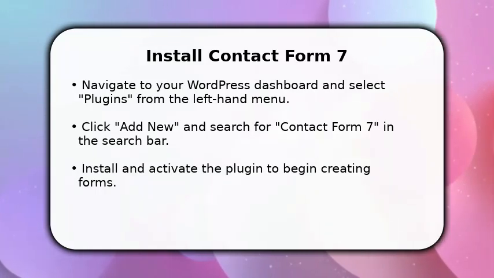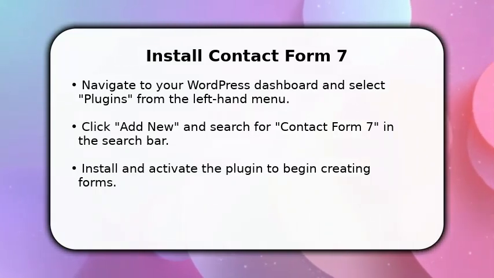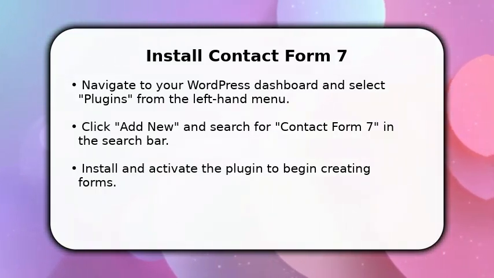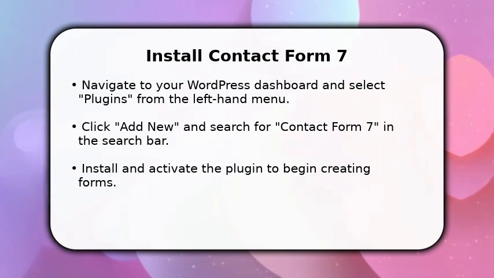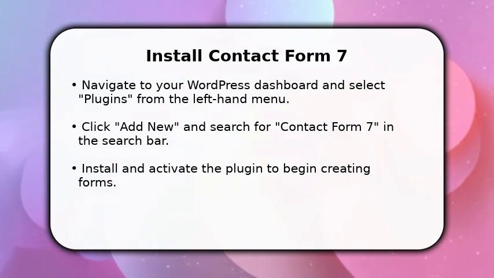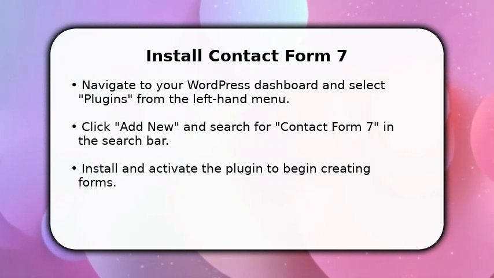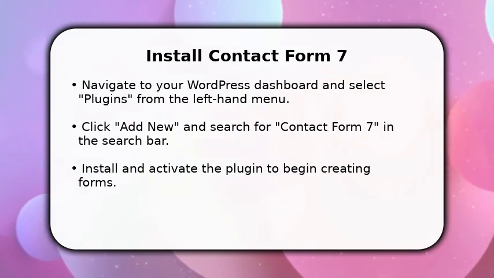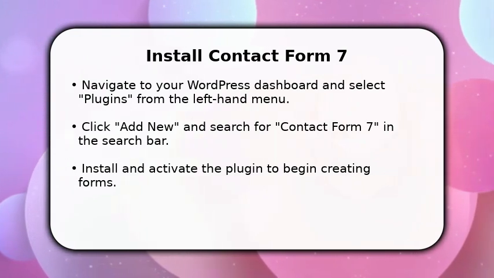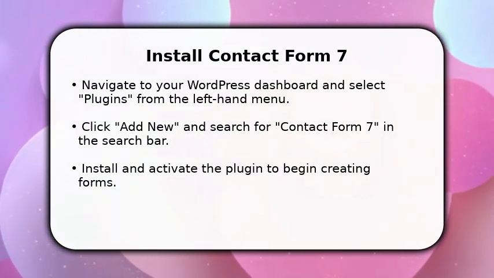In this video, I will show you how to add Contact Form 7 to WordPress. First, log into your WordPress dashboard. On the left-hand side, find and click on Plugins, then select Add New. In the search bar, type Contact Form 7 and press Enter. Once you find it, click Install Now and then Activate.